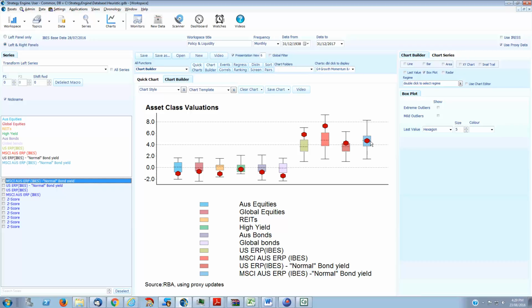So as we sit here today, absolute valuation measures might be giving a negative outlook on asset classes, while the equity risk premium looks attractive. But if we normalise for bond yields, the equity asset classes are around about fair value, maybe very slightly on the attractive side.